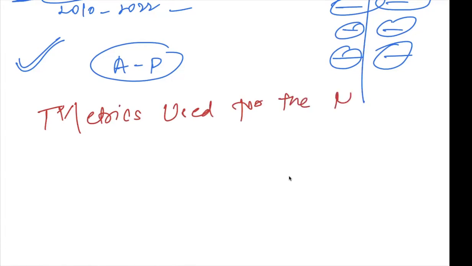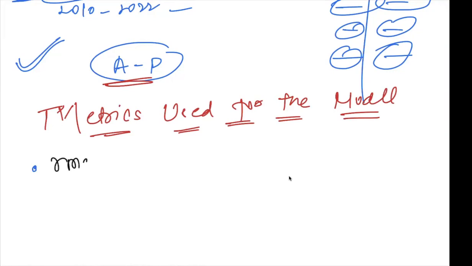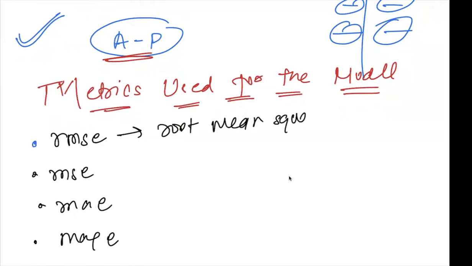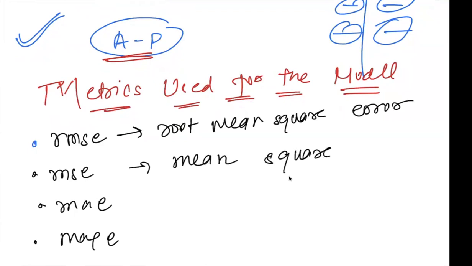I said the difference between the actual value and your predicted value should be close, and that's where you can conclude your model did a good job, or you have a good model. But there are a bunch of metrics which the industry uses: RMSE, MSE, MAE, and one more, MAPE, something like that. This is root mean square error. MSE is mean square error. MAE is mean absolute error.